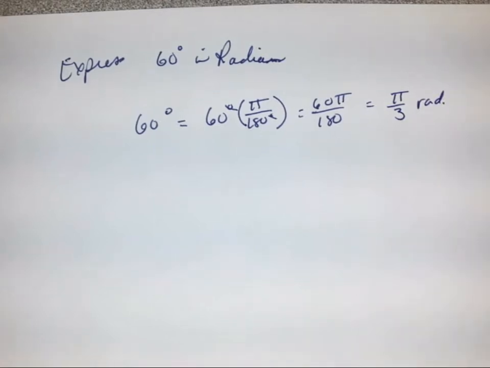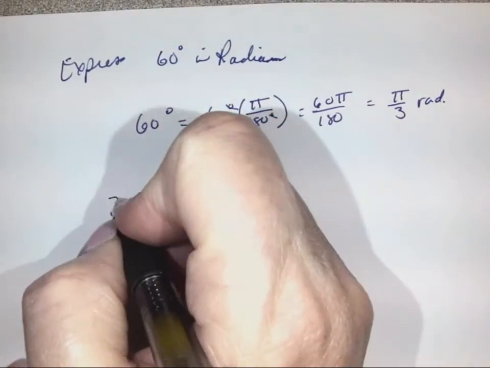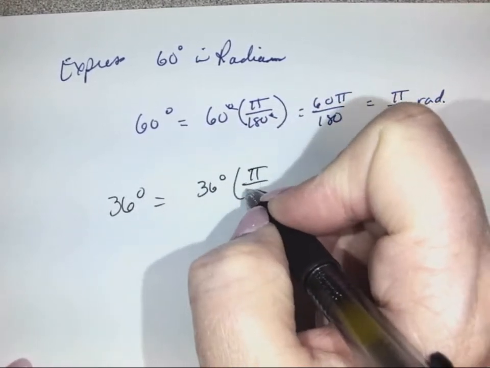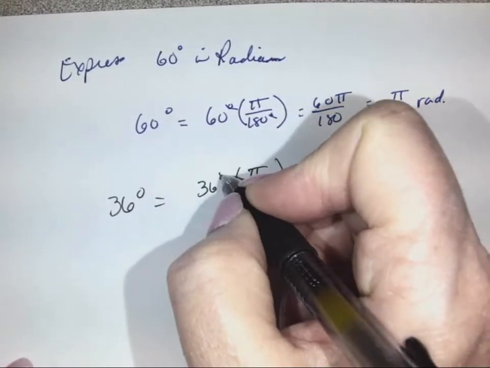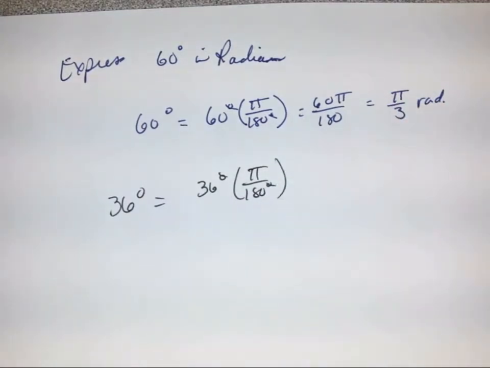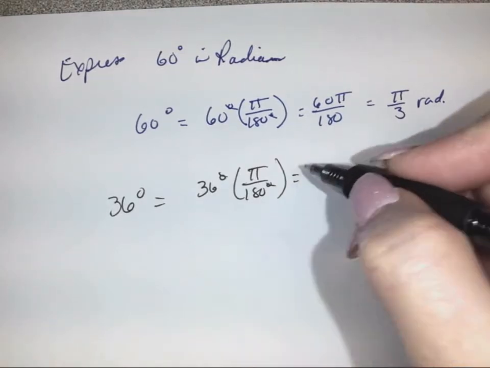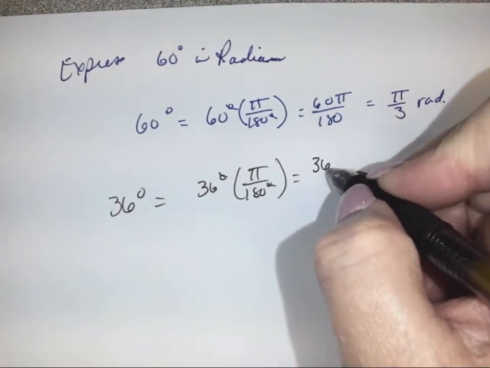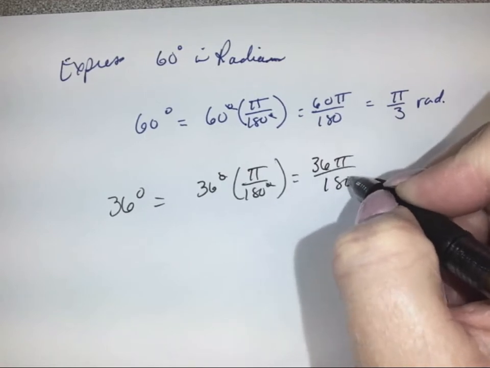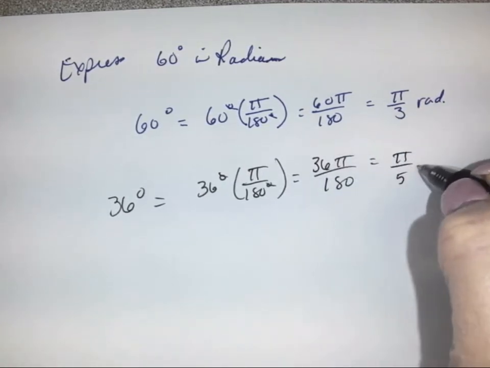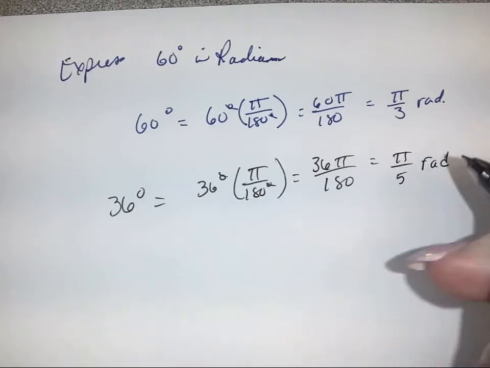radians. All right, let's do 36 degrees. 36 degrees times pi over 180 degrees. The degrees can cancel, and you don't necessarily have to show that part, but I'm trying to get you to see the concept of how we can cancel that out. We get 36 pi over 180. They both divide by 36. We get pi over 5 radians.